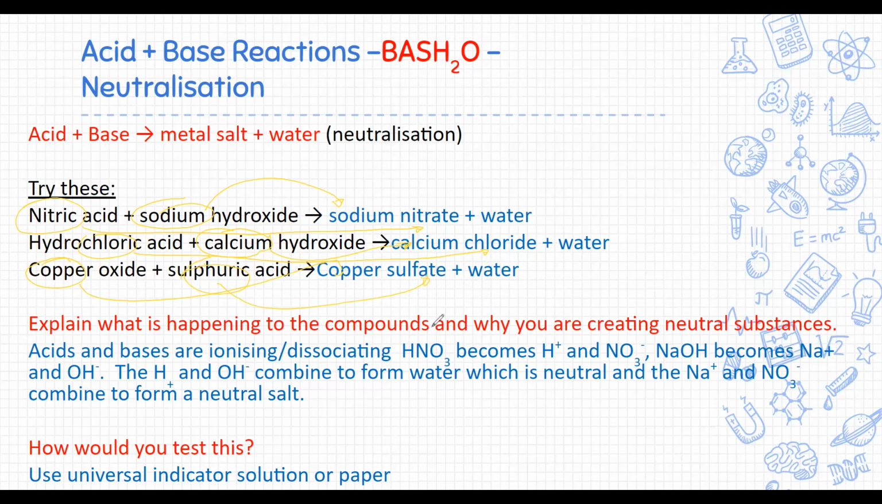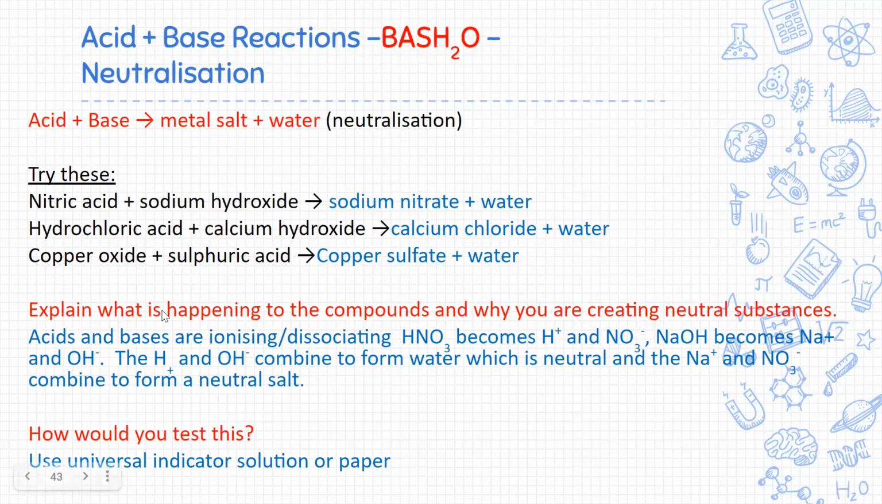Now, a really easy way to test for this is by using the universal indicator. We can test if it has a pH of 7, which it should do, and you can easily add universal indicator, and it should turn a green color to know that it's neutral.